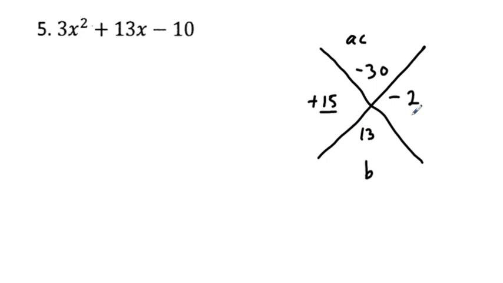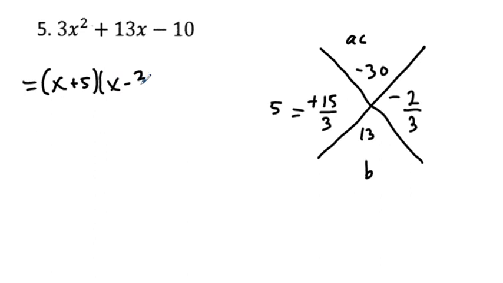And then we're going to divide by a, and a is 3. So 15 divided by 3 is 5. And we can't simplify this negative 2 over 3, so our answer is going to be this x plus 5 times quantity x minus 2/3. And then we're going to bottoms up this 3, put it over here.